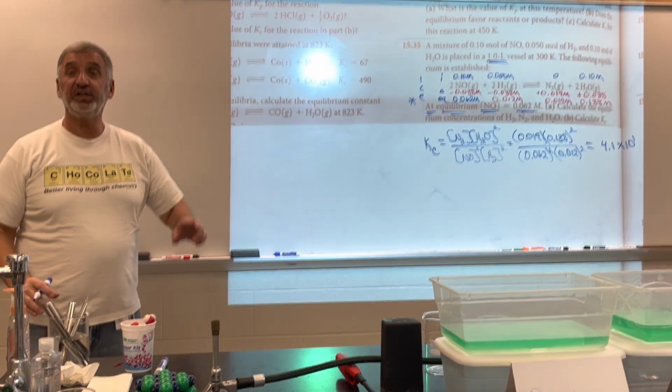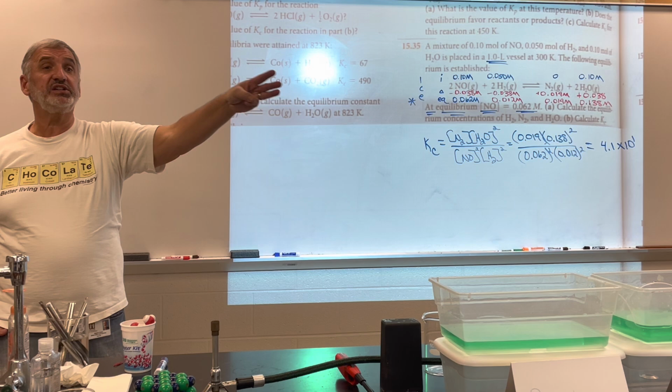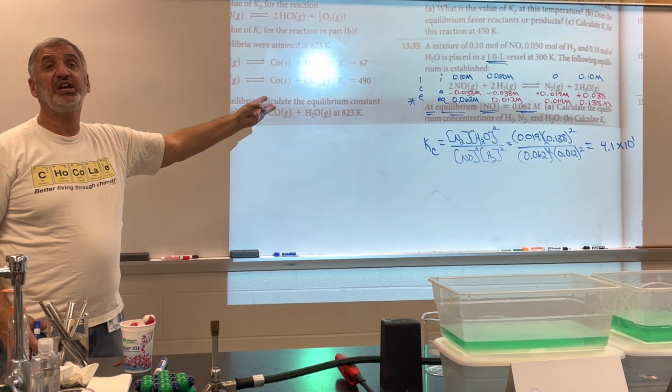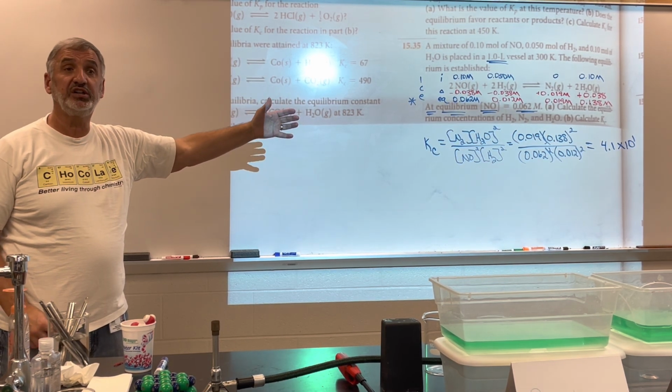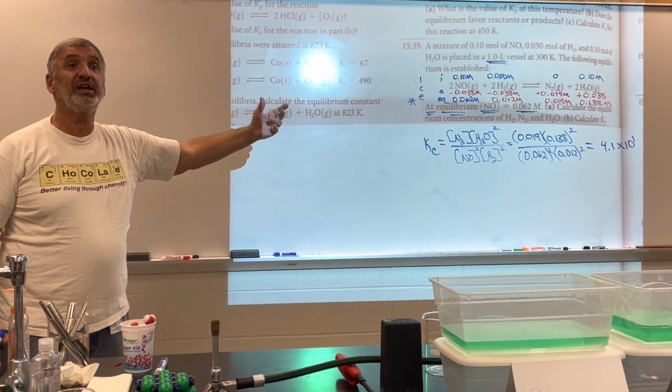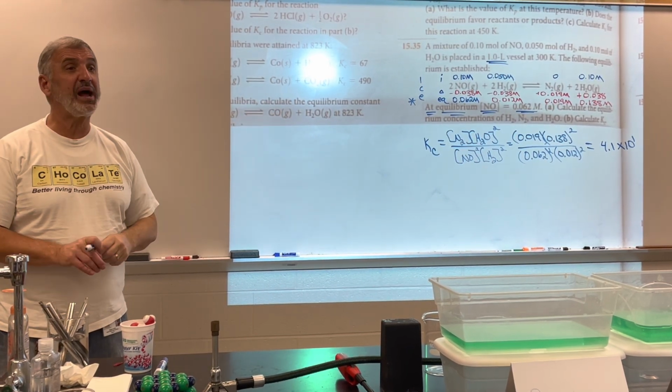Okay, so this is our second type. Our third type is very similar. It's just going to say a certain percent reacted. You give an initial concentration and a certain percent reacted, so that gives me my change. We'll do those practice ones.